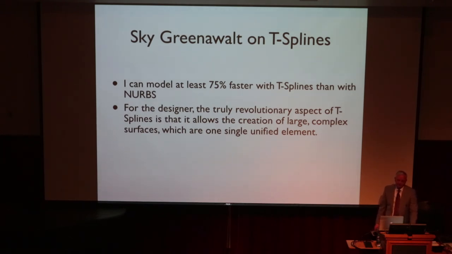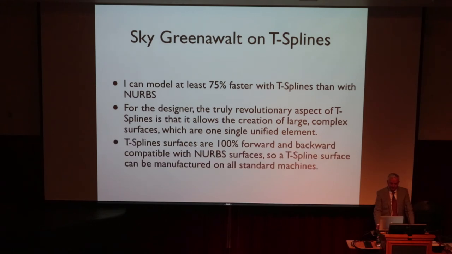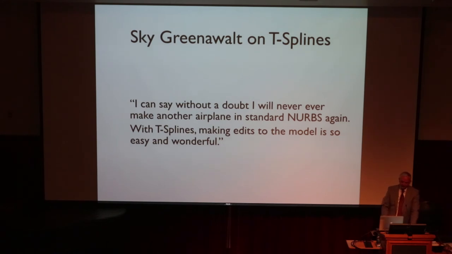For the designer, the truly revolutionary aspect of T-Splines is that it allows the creation of large, complex surfaces which are one single unified element. T-Splines are 100% forward and backward compatible with NURBS surfaces, so a T-Spline surface can be manufactured on all standard machines. And then the clincher, I can say without a doubt, I will never ever make another airplane in standard NURBS again. With T-Splines, making edits to the models is so easy and wonderful.